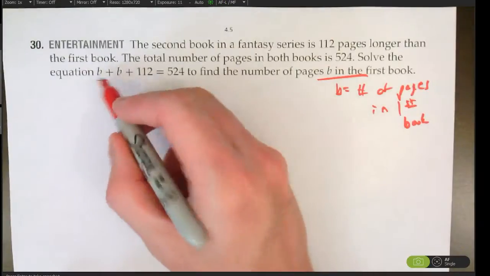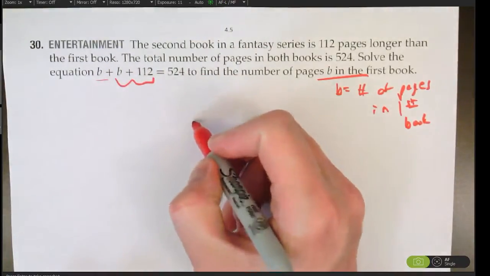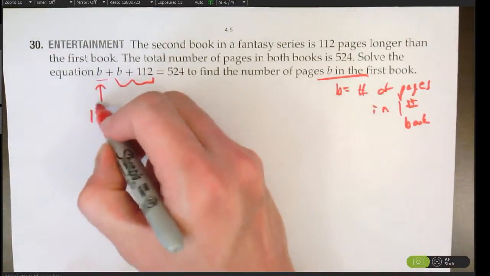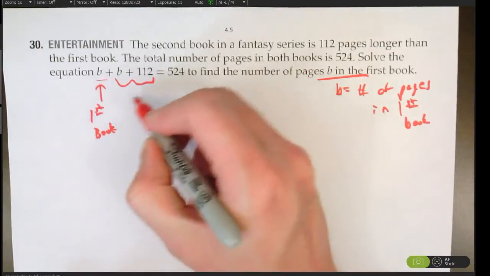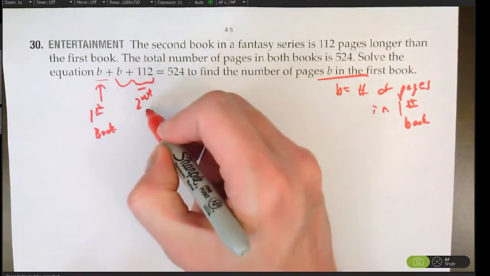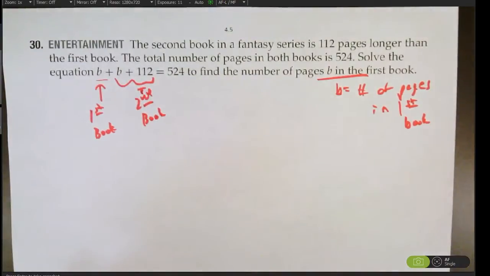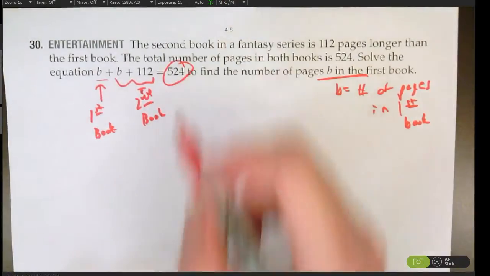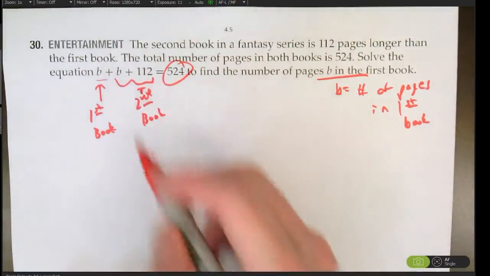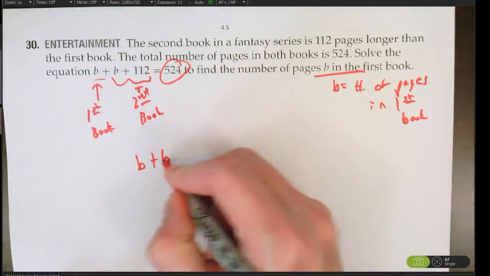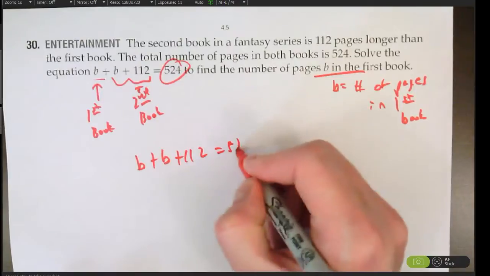Well, here we go. b plus 112. This is the first book. This is the second book with its 112 more pages. And then here's your total number of pages of the book. So all we're doing is solving this equation. So b plus b plus 112 equals 524.